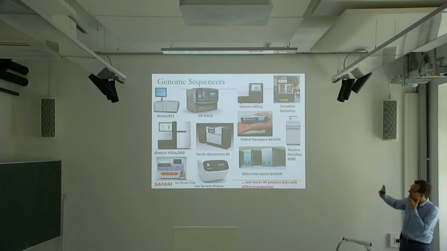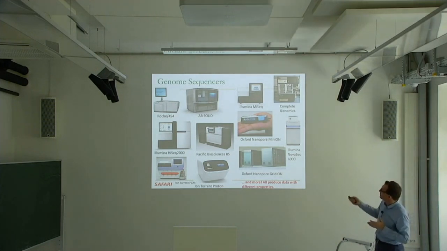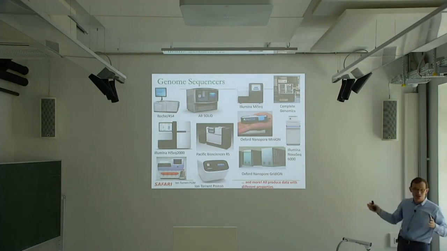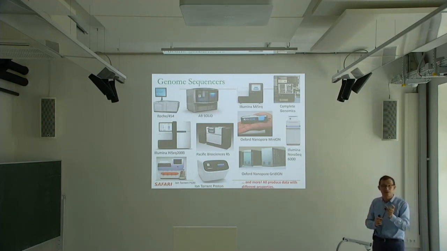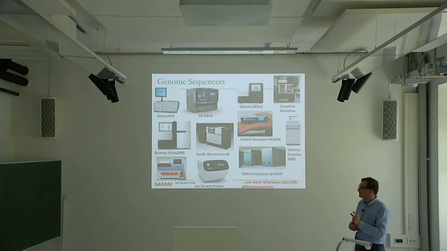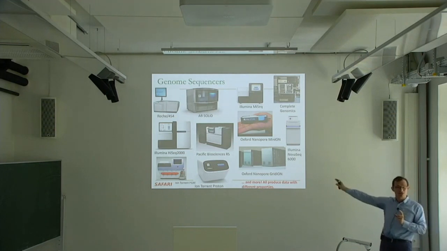It's a bit old picture, but it's not terribly old. It's from 1.5 years ago, maybe. So you can see this machine, for example, is about $3 million right now. And it gives you pieces that are of 150 or 300 base pairs. Not very long, very short, actually. And its error rates are very low, less than 1%.